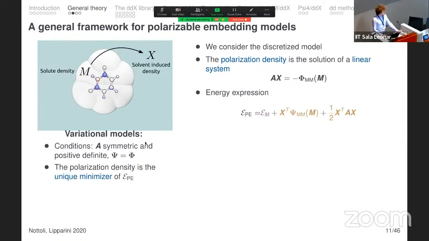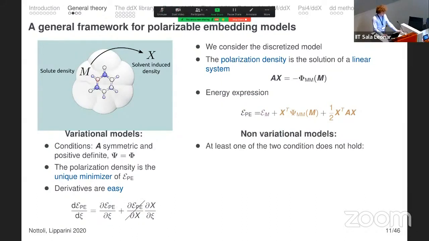And this simplifies the analytical derivatives, because whenever we want to compute a derivative, we simply take the partial derivative, and we don't have to worry about terms coming from the chain rule, because this will be 0 because we solved our linear system. But often we have to deal with non-variational models. For instance, all our domain decomposition approaches are non-variational, or the induced dipoles of AMOEBA are non-variational. There are many cases in polarizable embedding models, and it can be either because the matrix is non-symmetric, or the two functions are different, or even a combination of both.